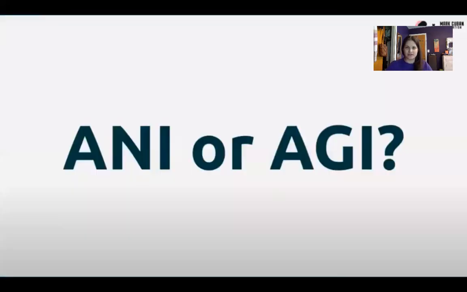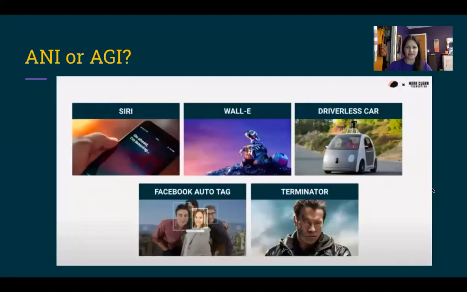So let's take a look at some examples. Are they ANI, narrow, or AGI, general? All right, so again, Wall-E, Siri, driverless car, Facebook auto tag, Terminator. Which things here would be considered ANI and which would be considered AGI?